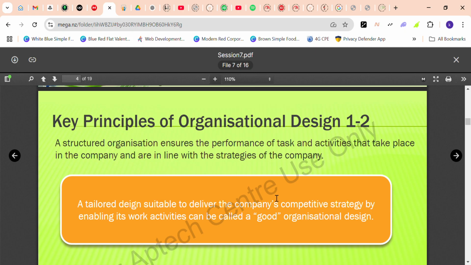When you tailor a particular design that is very good, it will deliver the company's competitive strategy by enabling its work activities, and can be called good. Every strategy and every design you put in place should give good quality services to the company, which means this is a good organizational design. Take a bank whose security structure is very good. This will give them a good reputation in the market and a competitive edge among their competitors. Are you with me?